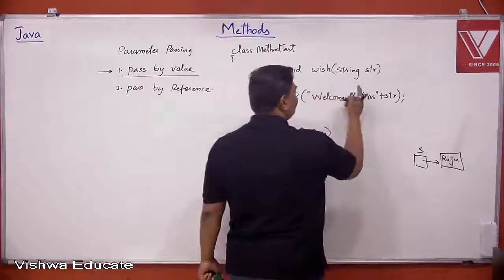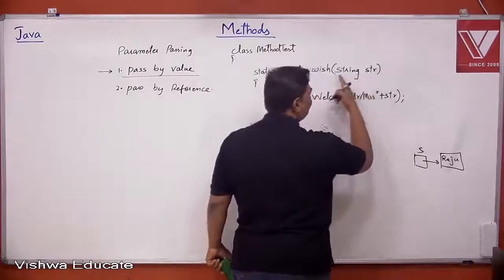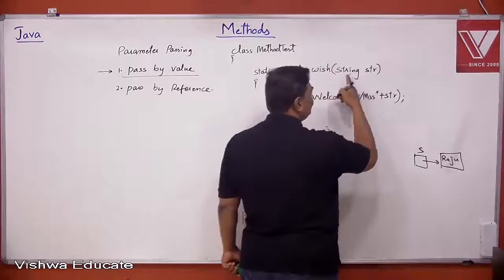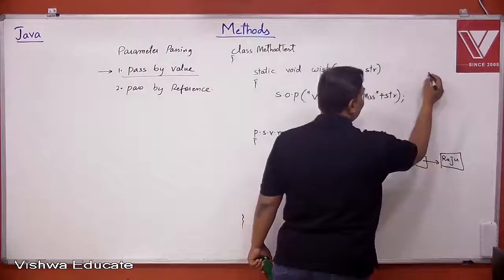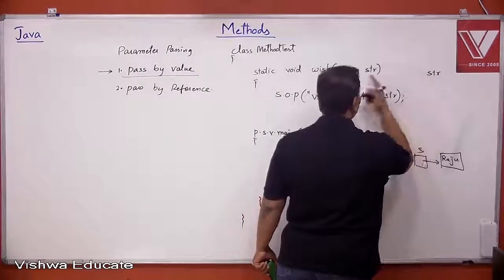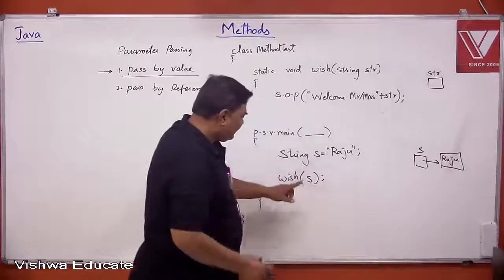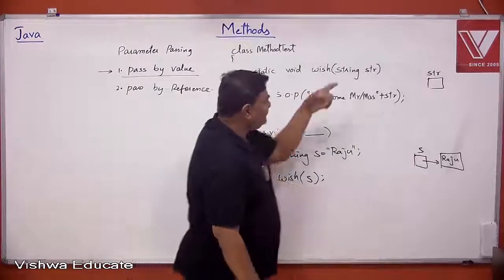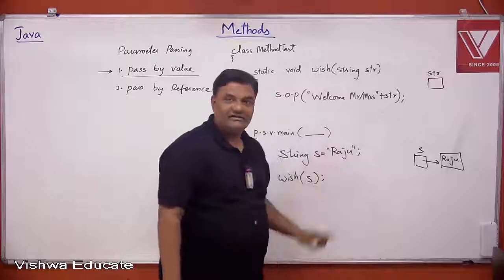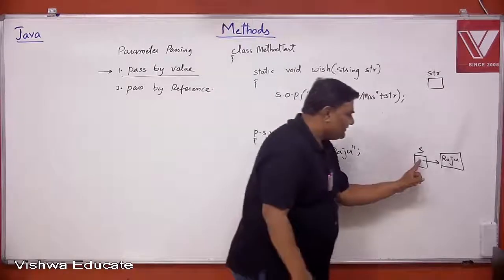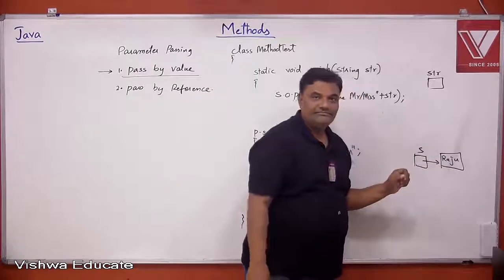Once this method is called, the parameters and local variables will be created. There are no local variables here, so memory will be created for str. What is this? Just a reference. Then from here, what is passed? S is passed into this str. So what is S? The address of Raju.